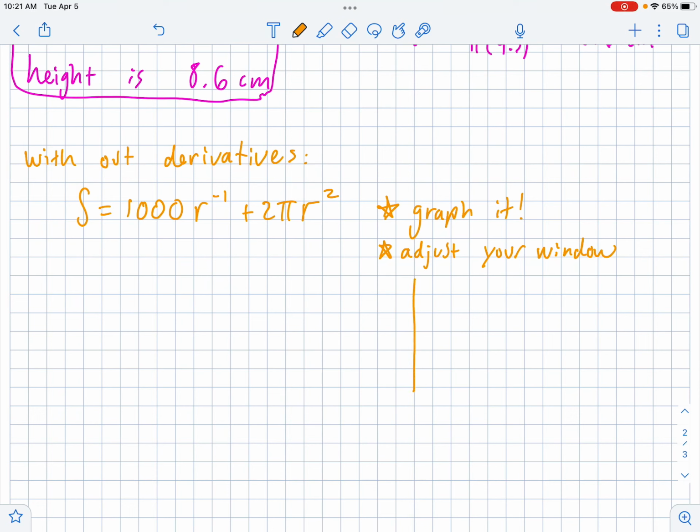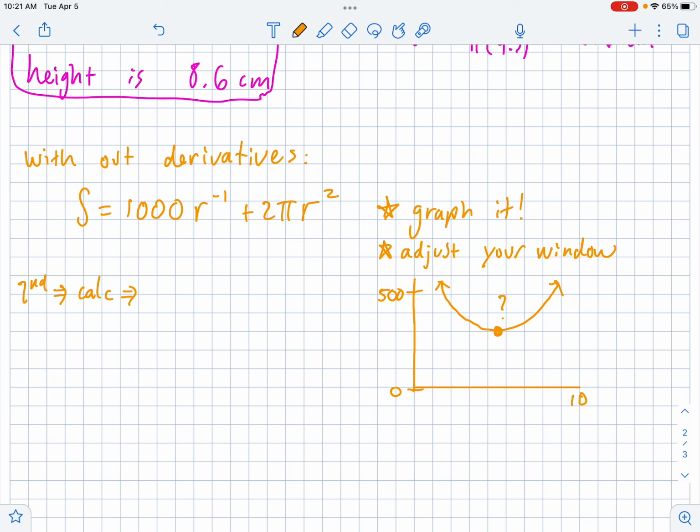The main thing with adjusting the window is that for the y's, it has to go from 0 to 500. Because the dog food can has a volume of 500, so you have to do 500 on the y's, and then for the x's, you can go out from like 0 to 10 or something like that. That'll probably work. When you do that and you hit graph, you're going to get something that looks like this. Now, that's the curve of the surface area of the dog food can, and we need to figure out when it's at a minimum. You can achieve this by using the minimum function on your calculator.